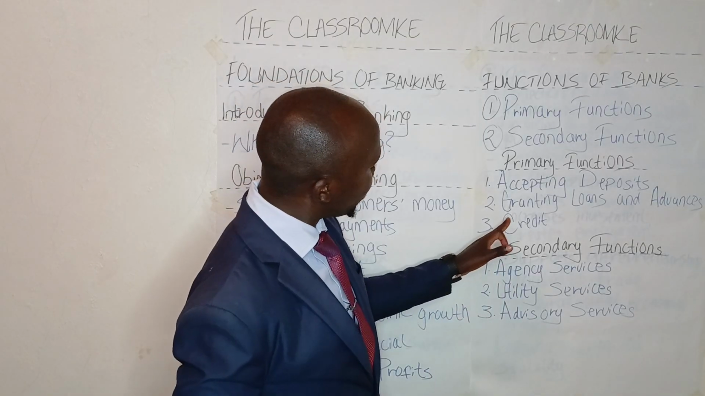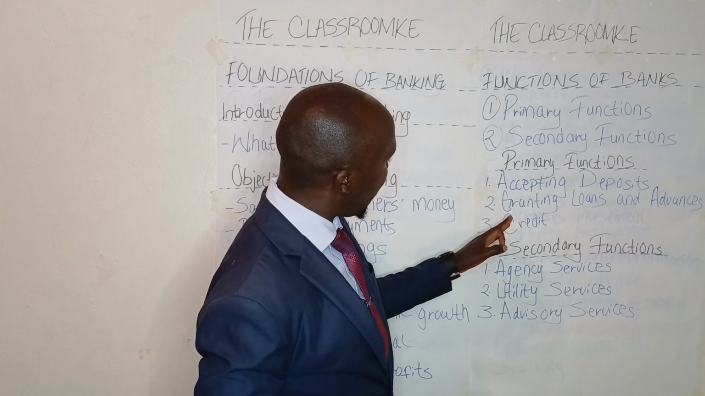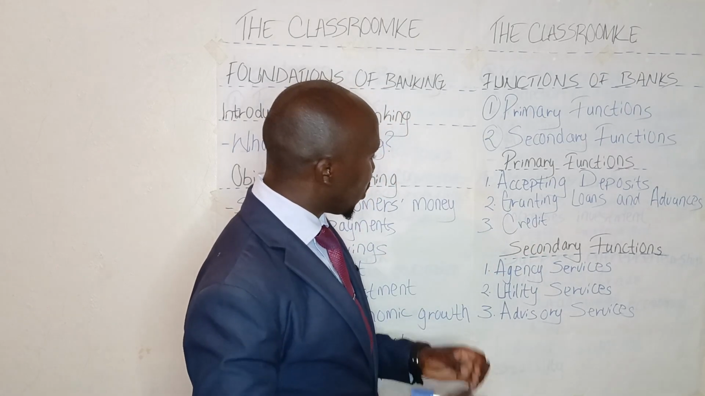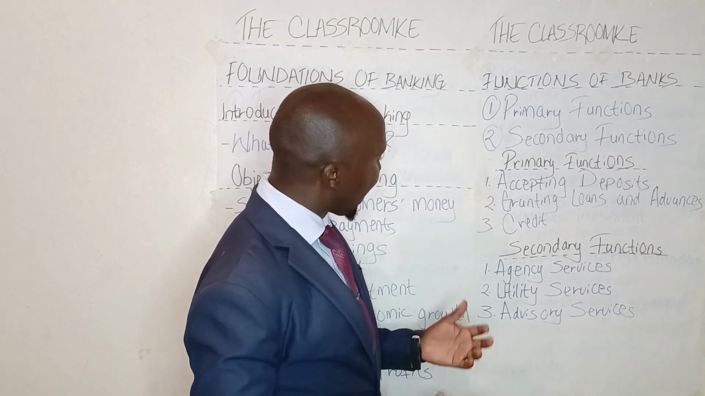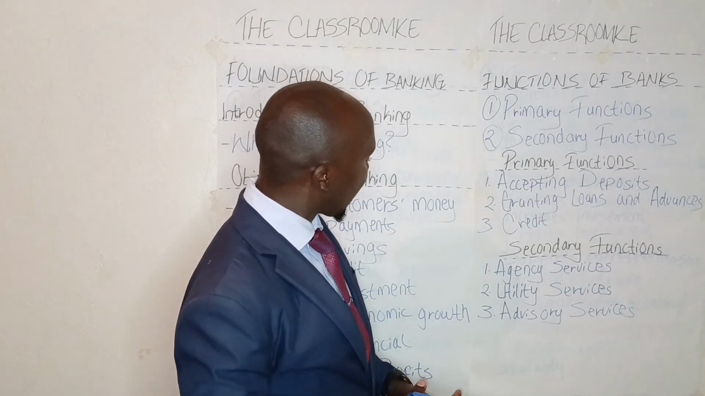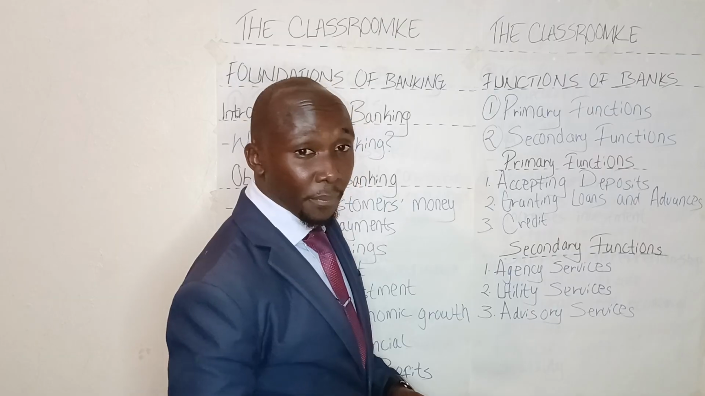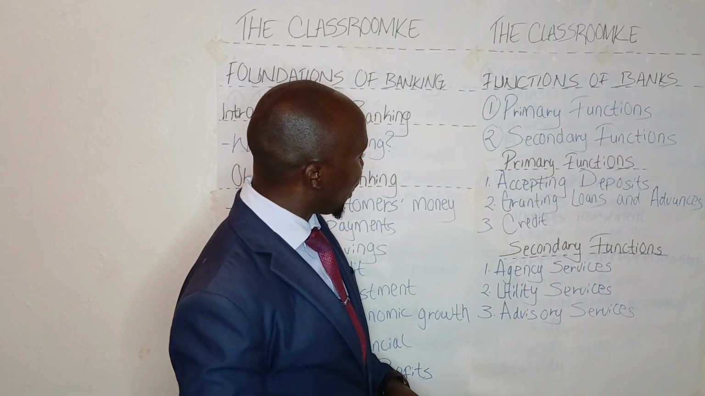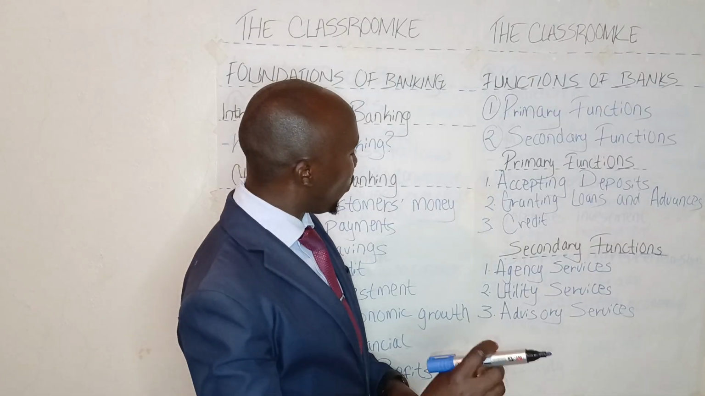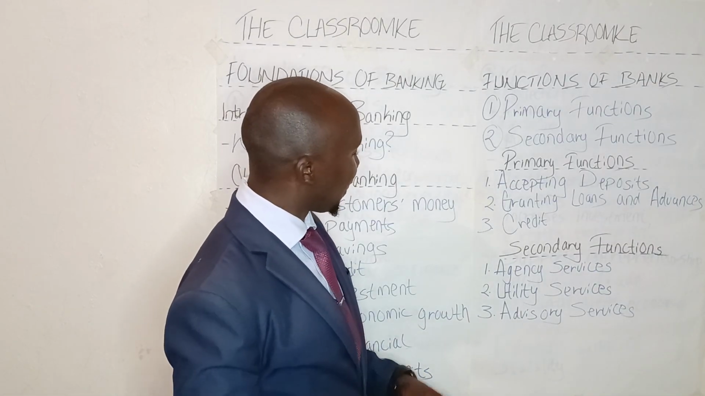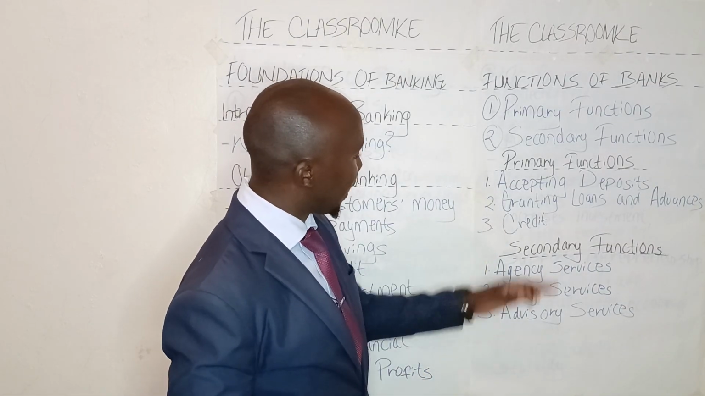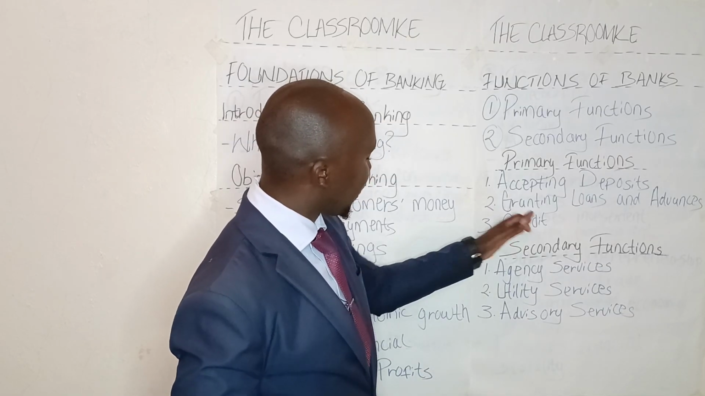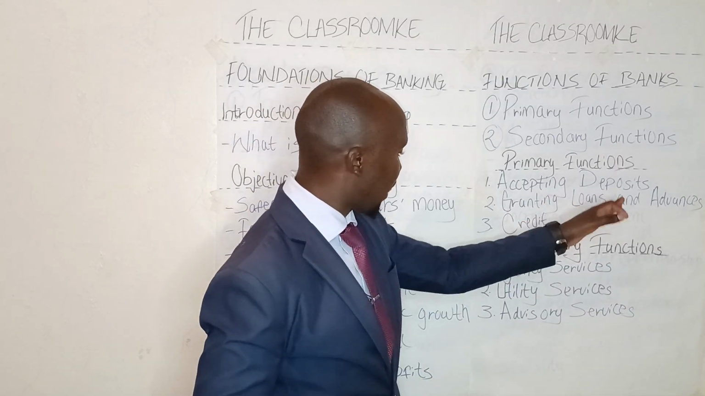Then number three, we have mobilization of credit. It is to make sure that money is there to be lent to clients. As we said, if 10,000 customers each deposit 10,000 Kenya shillings, that is 100 million, and that will be able to support the creation of credit and granting of loans and advances.